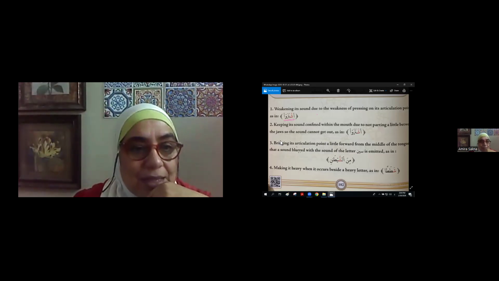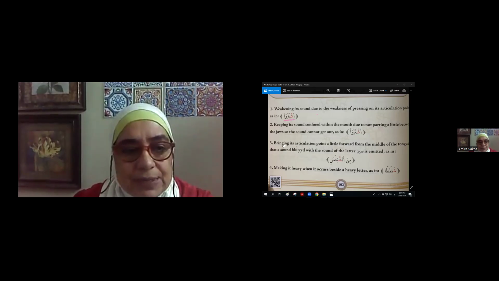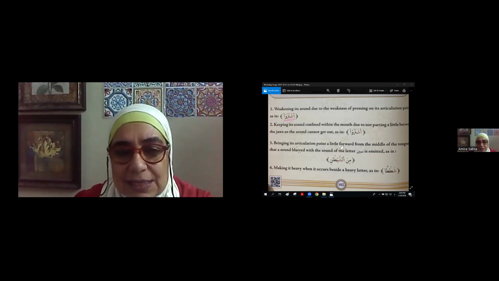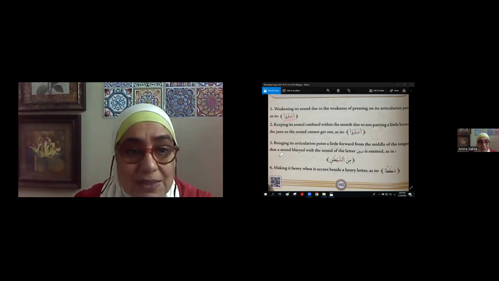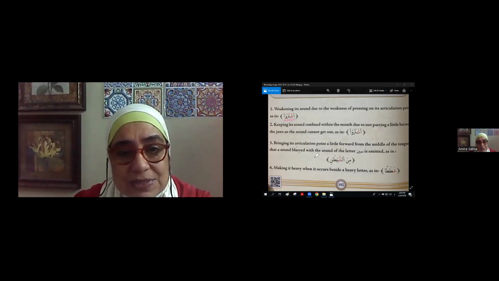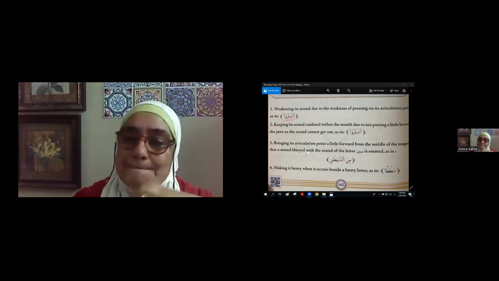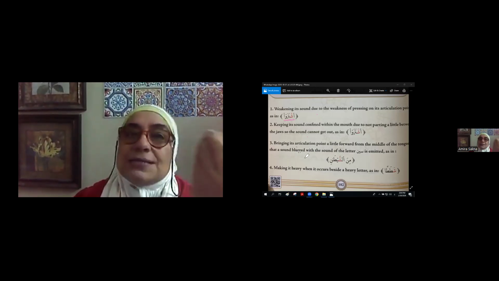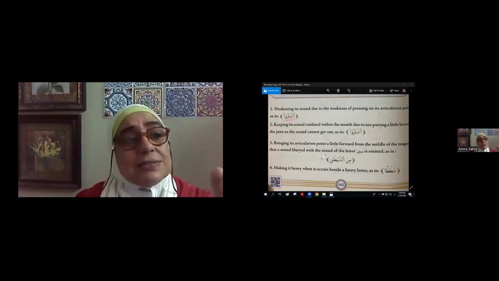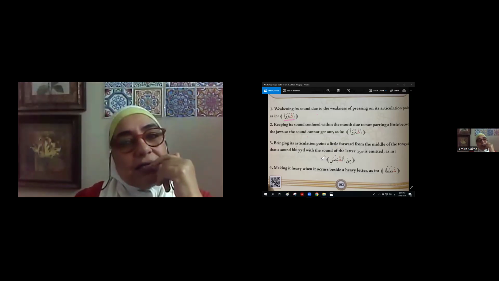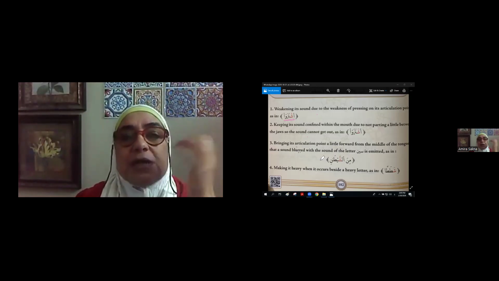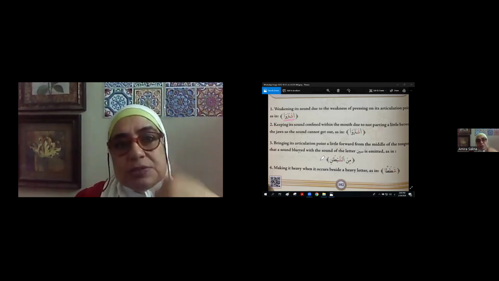Number three, bringing its articulation point a little forward from the middle of the tongue so that a sound starts with the sound of the letter C, or mixed with the letter C. Sin, if you remember, my dear sisters, salt, sin, they are from the end of the tip of the tongue with the bottom of the lower central incisors.